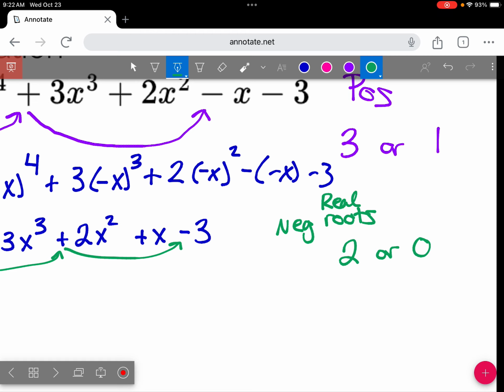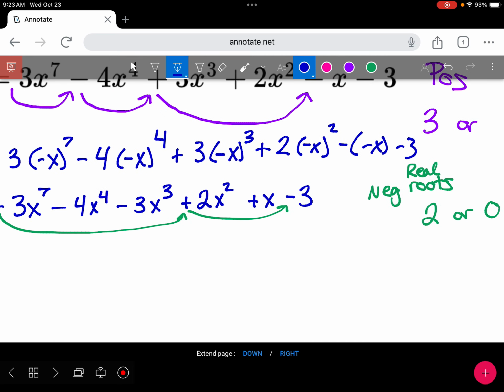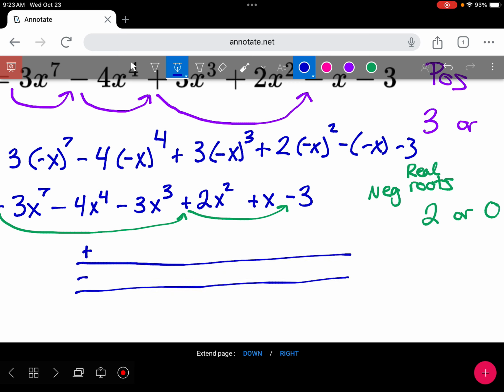What is our degree of our equation? 7. So how many roots do we need to have? 7. So with some combination of positive roots, negative roots, and imaginary roots, we're gonna have a lot of options here. So we're gonna have some number of positive roots. We're gonna have some number of negative roots. We're gonna have some number of imaginary roots. And no matter what, I need it to total up to 7. All of them need to total up to 7.